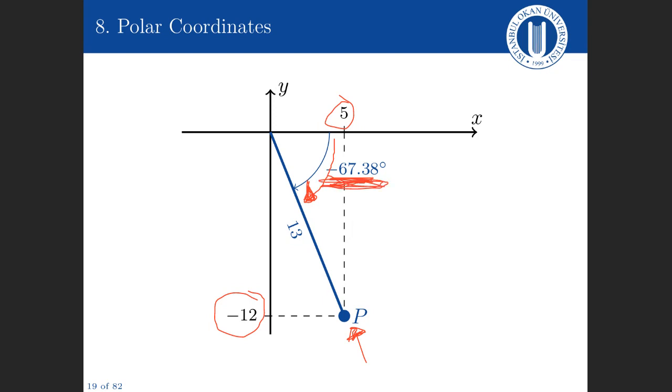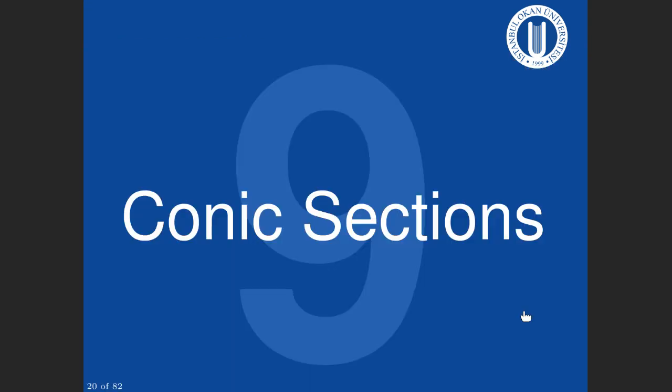So this confirms that we haven't made a mistake in calculation. If we get a number which obviously doesn't make sense on the picture, then we know that we've made a mistake and we can try again. That is the end of coordinates. Next, I want to talk about conic sections.